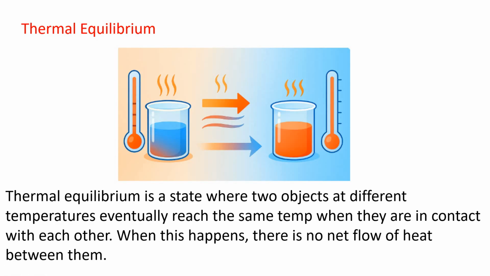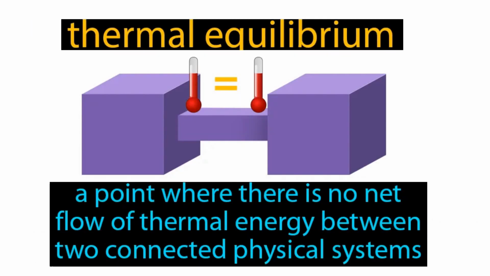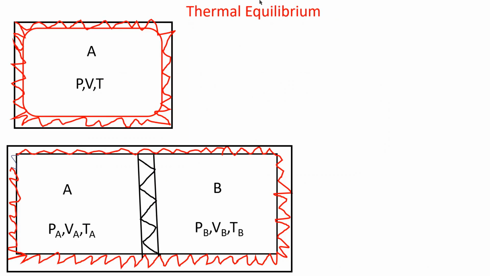So the main condition of thermal equilibrium is that for two systems in contact with each other, there is no heat flow between them. That means their temperature is the same. That is the condition for thermal equilibrium. This is a very specific definition. In the same way, a point where there is no net flow of thermal energy between two connected physical systems, they are said to be in equilibrium. Now, let's try to understand this thermal equilibrium in a wider sense.